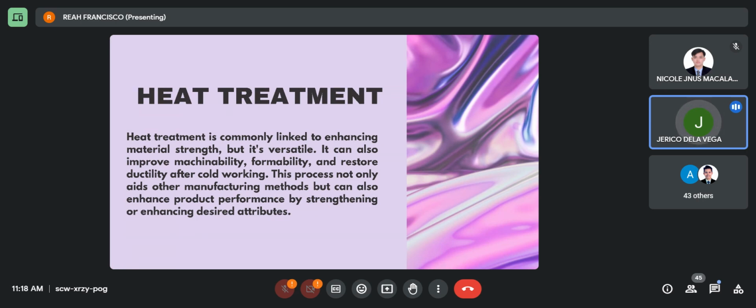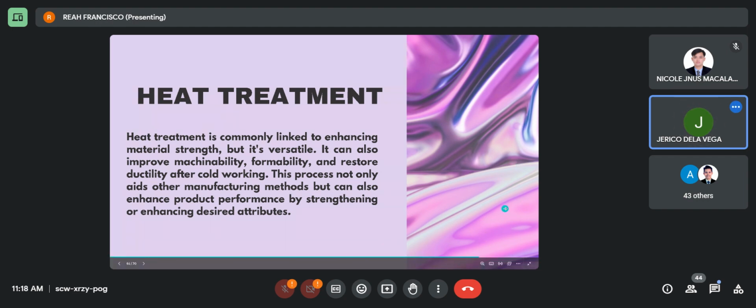So, it is a manufacturing process that involves heating and cooling materials, typically metal, in a controlled manner to alter their properties, such as hardness, toughness, ductility, or other mechanical and physical characteristics. The primary purpose of heat treatment is to enhance the material's performance and suitability for specific applications. So, in heat treatment, there are processes and types. The first ones are annealing, hardening, and normalizing, which will be discussed in the next slides. Next po.